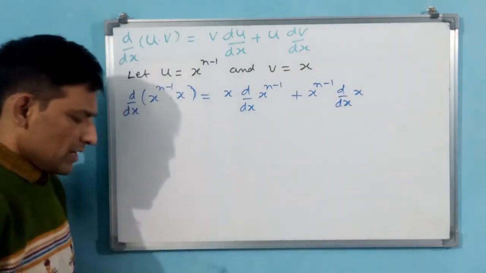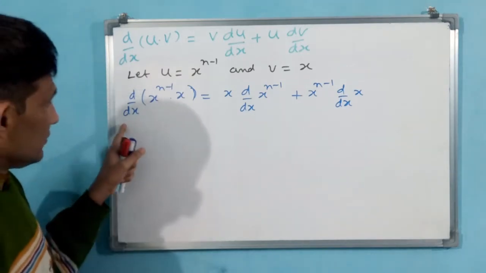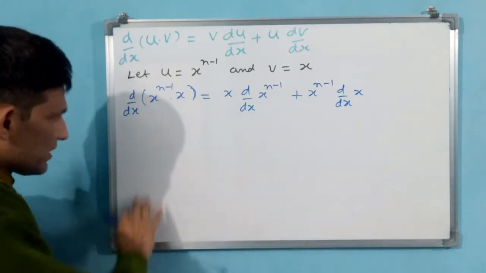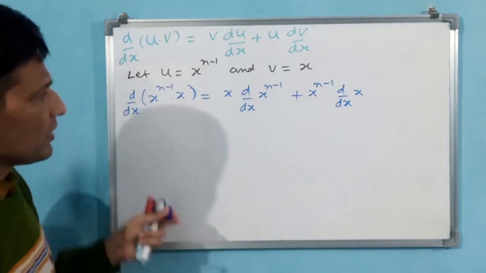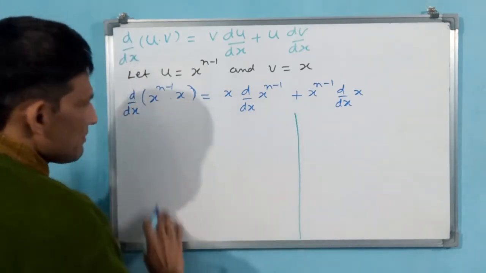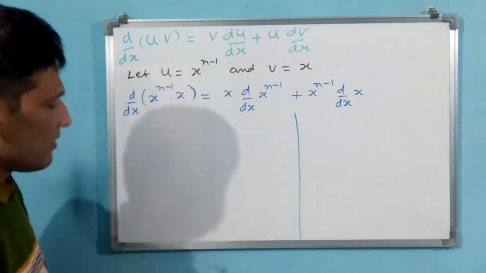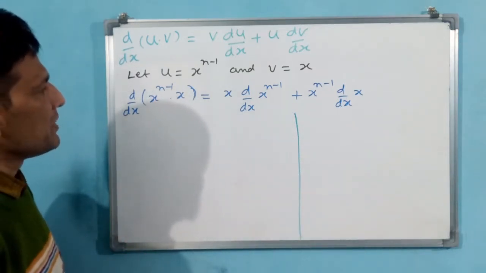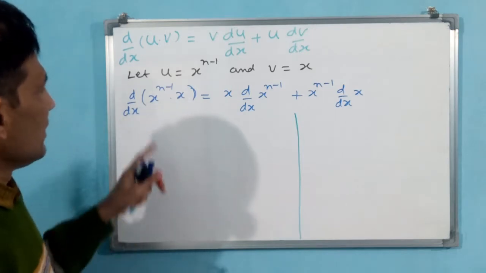Now you have to prove this. You have to first take LHS, then RHS, then prove. I am making this line because I will do LHS here and RHS here, as I don't think the space is going to be enough. Now LHS I am doing.